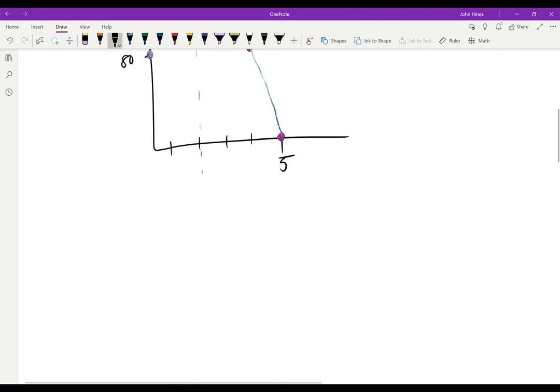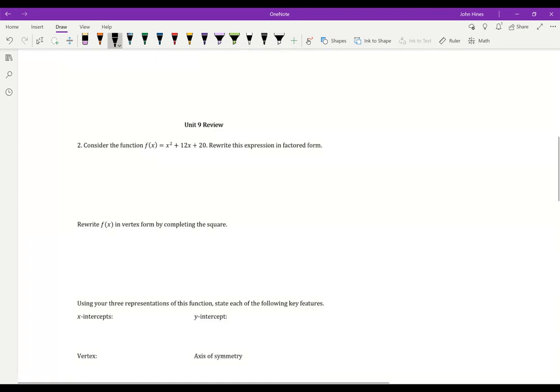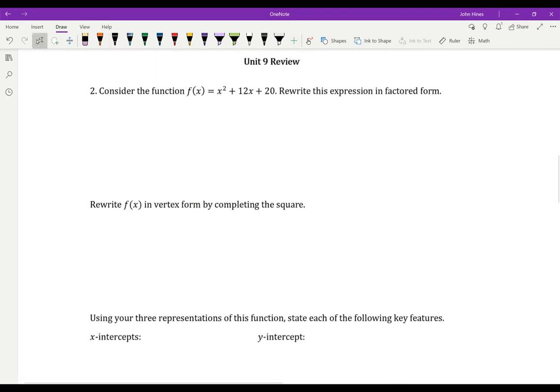I'm going to do one more problem with you, and I'm going to let you guys do some on your own. So consider the function f of x equals x squared plus 12x plus 20. Rewrite this expression in factored form. So I want to rewrite this function in factored form. So I'm going to factor it.